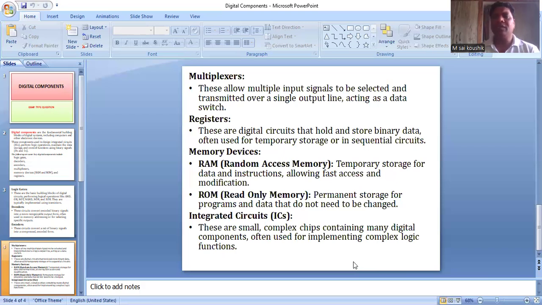Multiplexers. Multi means more than two. So more than two inputs will be displayed as a single output using some kind of signal.